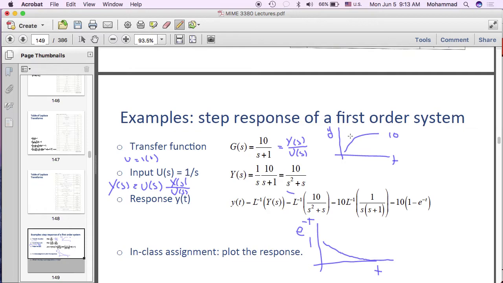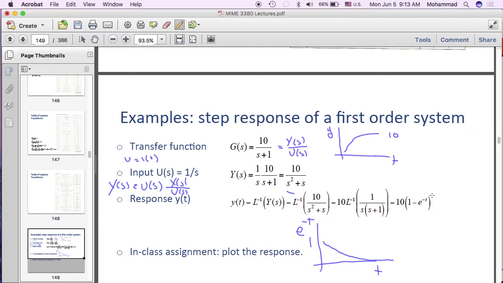Now, let me bring one more thing to your attention. Can you pay attention for a second? What was the only pole that this system had? Pole of the system? And there is no surprise that this is e to negative 1t. So the pole appears with a negative, pole is negative 1, so it appears in the exponent of the time function.